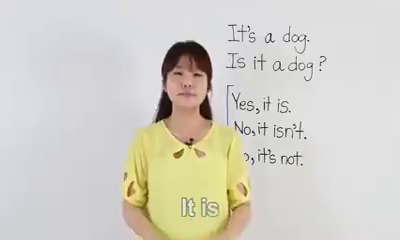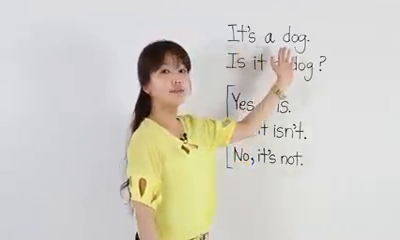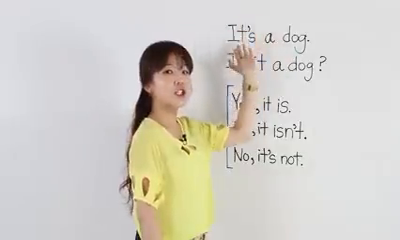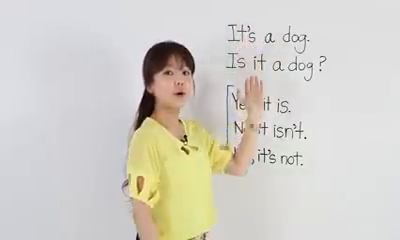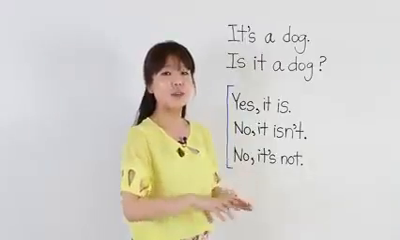Now we're going to move on to it is, and how to use that in a question. Let's look at the board. It's a dog. We have the contraction it's. Remember, it's is a contraction for it is. The be verb is is.